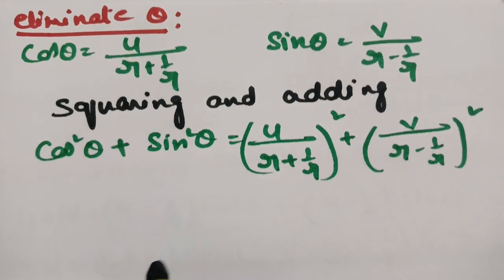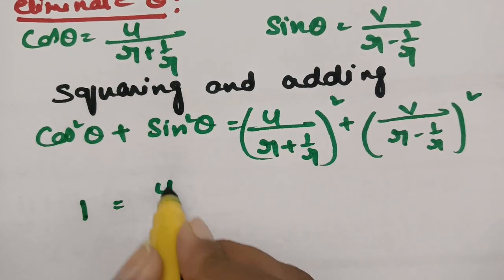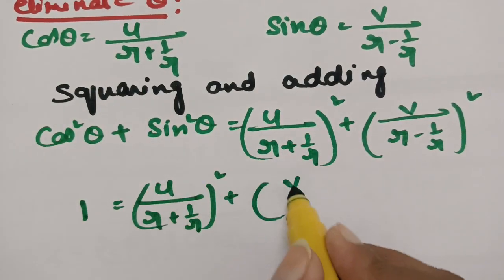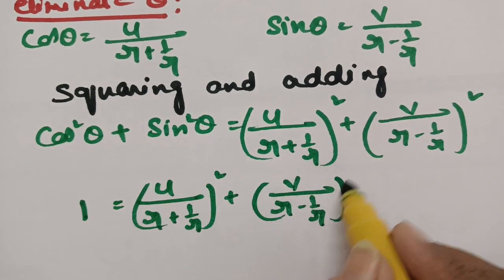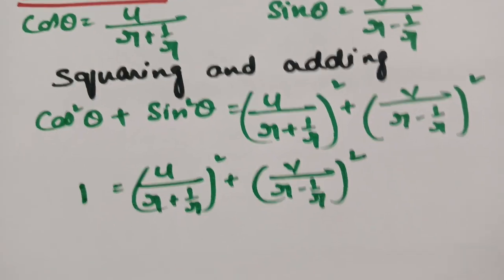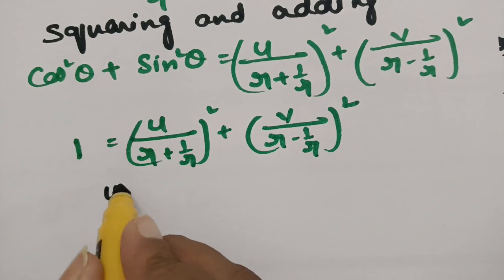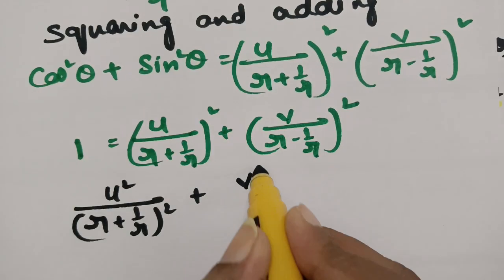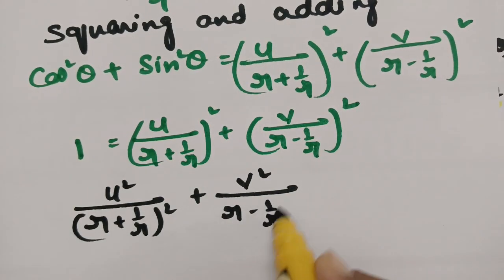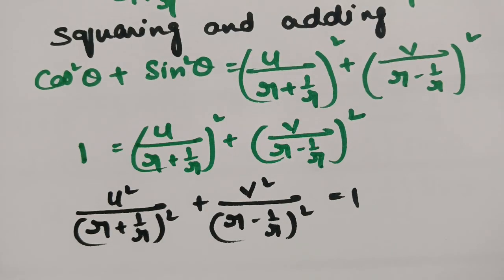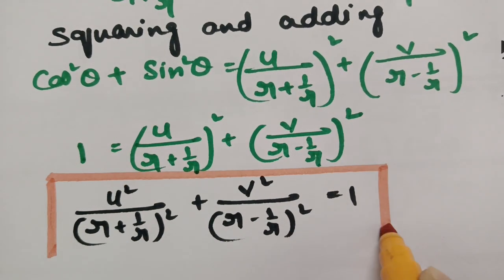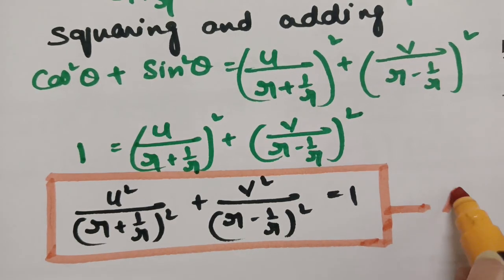As you know, sin square theta plus cos square theta is equal to 1. So u by r plus 1 by r whole square plus v by r minus 1 by r whole square. Therefore we got an equation: u square by r plus 1 by r whole square plus v square by r minus 1 by r whole square is equal to 1. This equation is the most important after eliminating theta. So we got it in terms of r. This is equation number A.